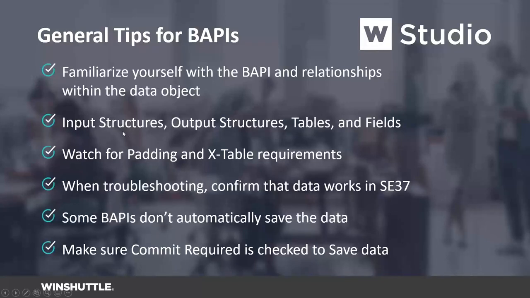In a general sense, BAPIs are typically made up of input structures, which are things that you send information to, and it's typically not repeating. An example of an input structure would be the header information on a purchase order. You're only going to have one set of header information, so that's a structure that you're inputting data into. Output structures are similar. You'd be getting one set of data back out. This may be where your return messages are, or the purchase order number that's generated comes back through an output structure. The tables in a BAPI are the repeating elements of a BAPI.